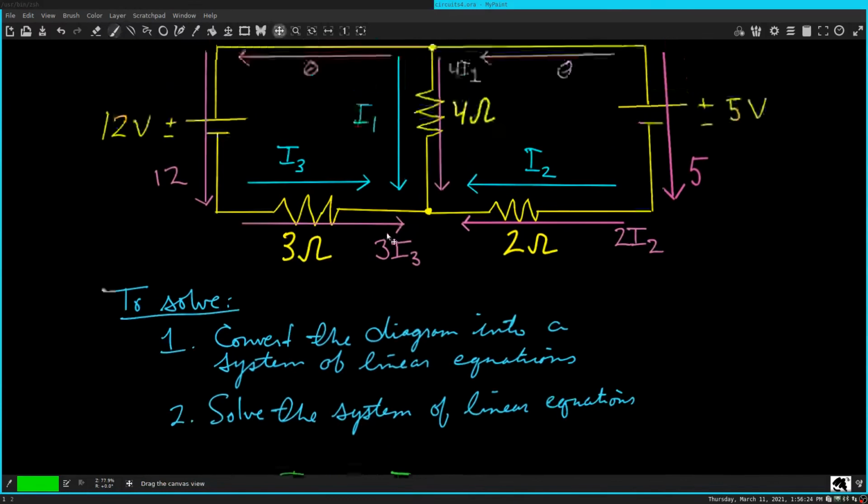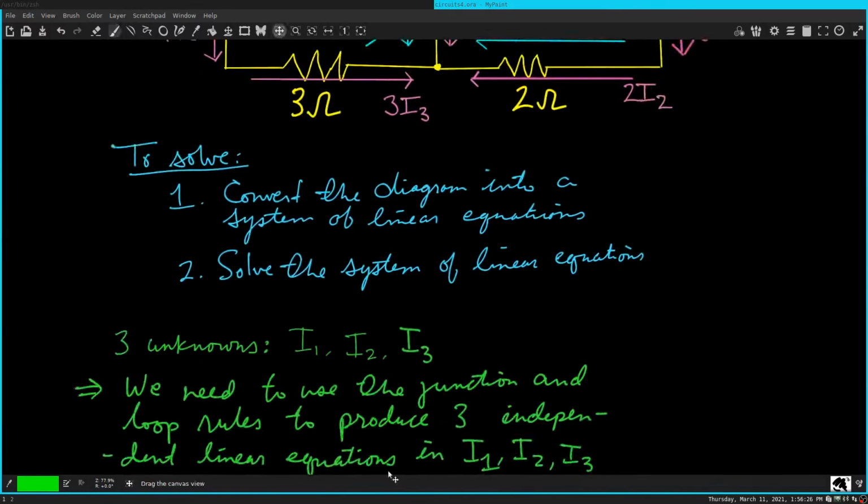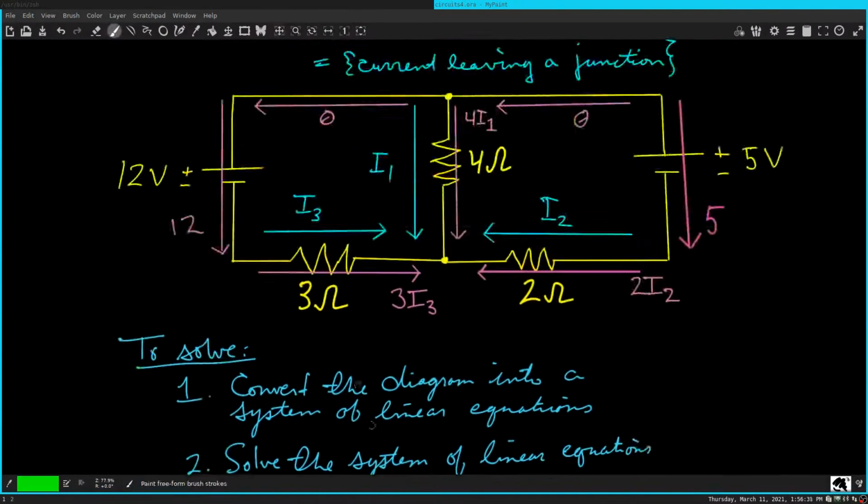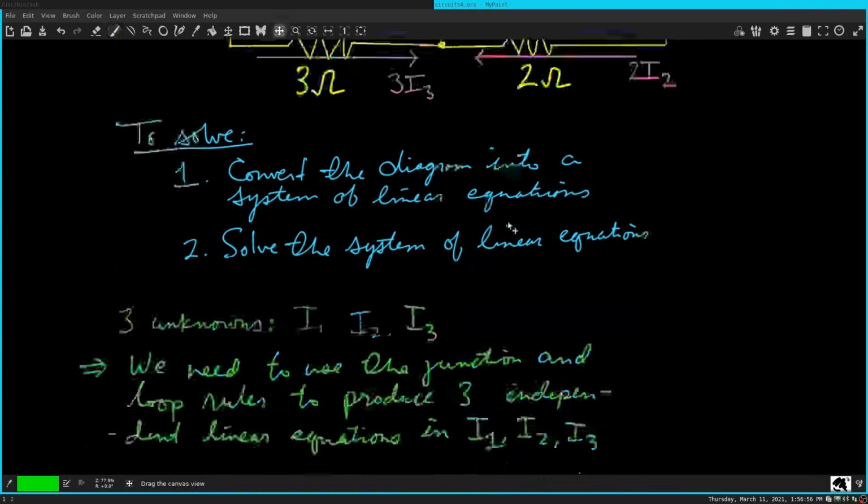But anyway, you have 3 unknowns, so you need 3 equations. I don't know if I mentioned that. You need to use the junction and loop rules to produce 3 independent linear equations. I just explained how to do that. So the junction rule says I1 plus I2 plus I3 equals 0 because they're all entering one node with no current leaving that node. And then you go around this loop, so 12 plus 3I3 minus 4I1 plus 0. That's got to be equal to 0 by the loop rule. Same over here, 4I1 minus 2I2 minus 5 plus 0 equals 0. I wrote down those equations later, so that's why I'm speeding through them.